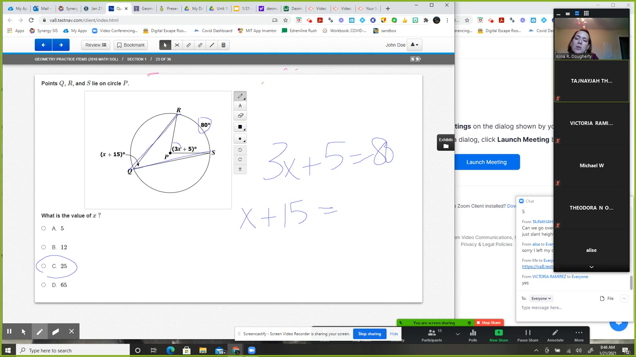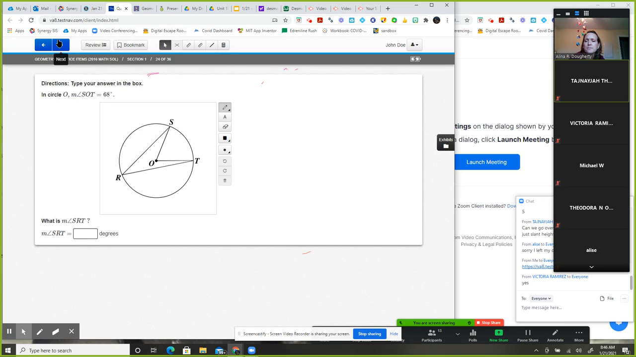So this angle is small and this arc is big. What did we have to do to the big arc in order to make it equal the small angle? 80 divided by 2. Okay, so that's one easy question. I love it. We got to find one more.